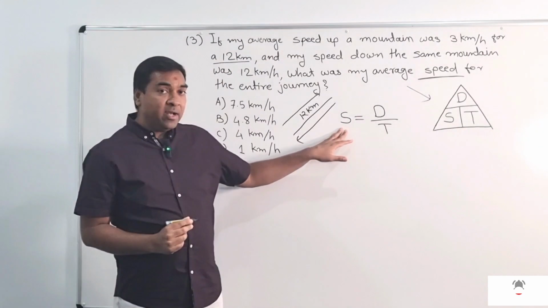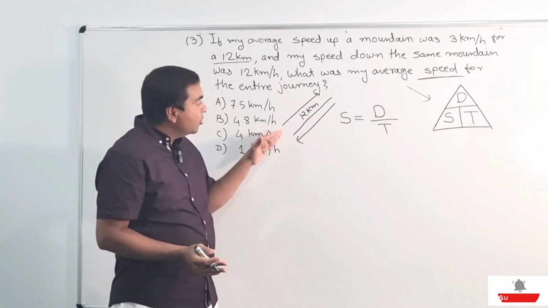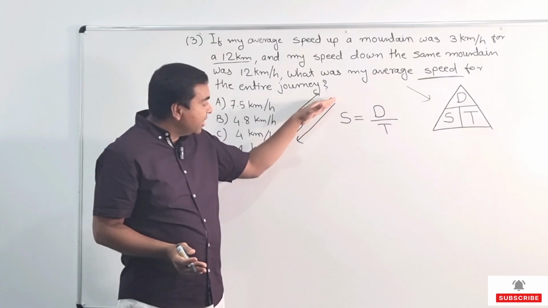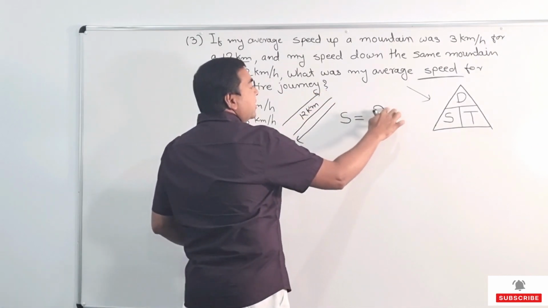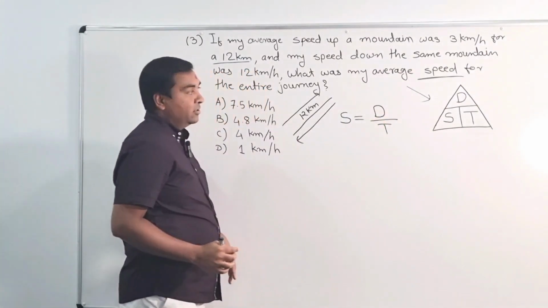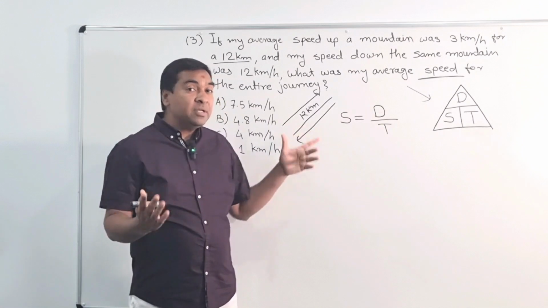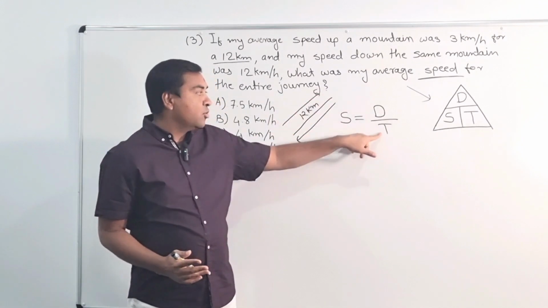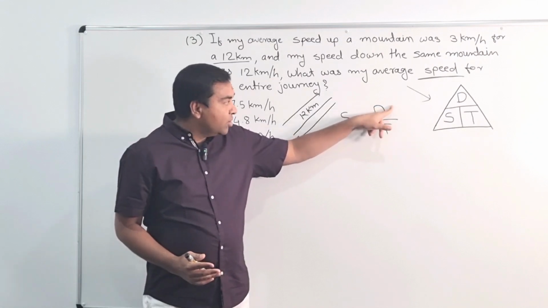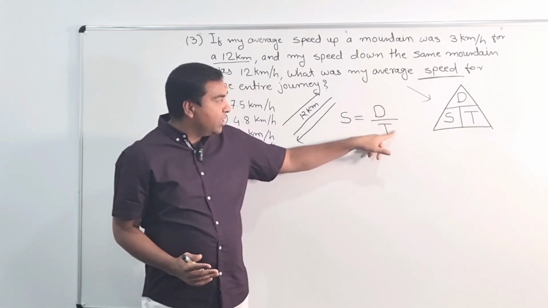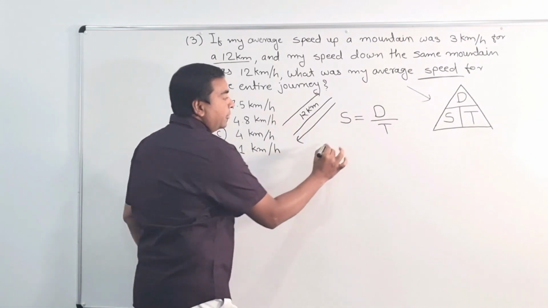But this speed I'm finding out for the entire journey, which is going up the mountain and coming back down the mountain as well. So what is the total distance I'm traveling? That's what I will need. And what is the total time it's taking to go up and down? That is what I also need. Total distance and total time. Once I have the total distance and total time, I can put them down here, and I can get my average speed of the entire journey.